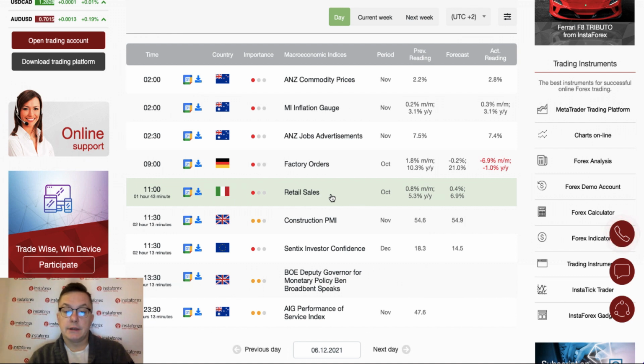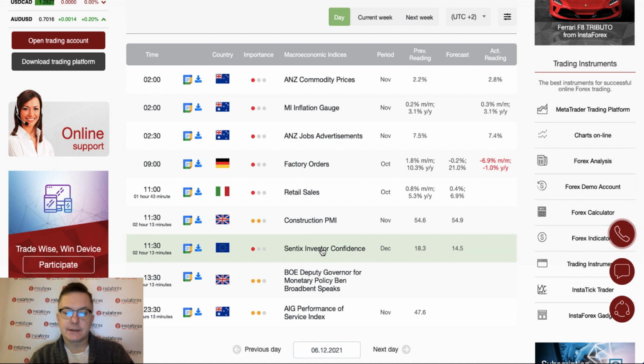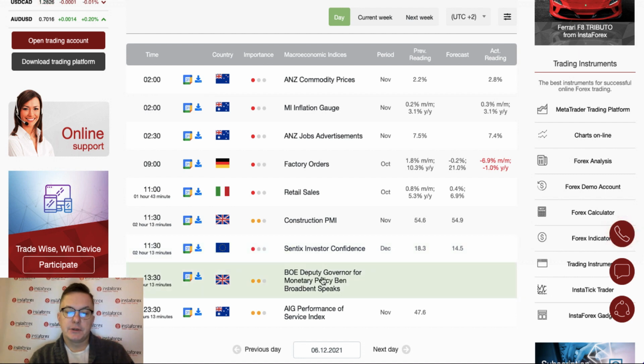Retail sales from Italy are scheduled for release at 11. Construction PMI from the UK is scheduled for release at 11:30, and the Sentix investor confidence is scheduled for release at 11:30. This investor confidence index is applicable for the whole Eurozone. Later on, we got the Bank of England Deputy Governor for Monetary Policy, Ben Broadbent, speech scheduled for 1:30, and at the end of the day, AIG Performance of Services Index data from Australia.